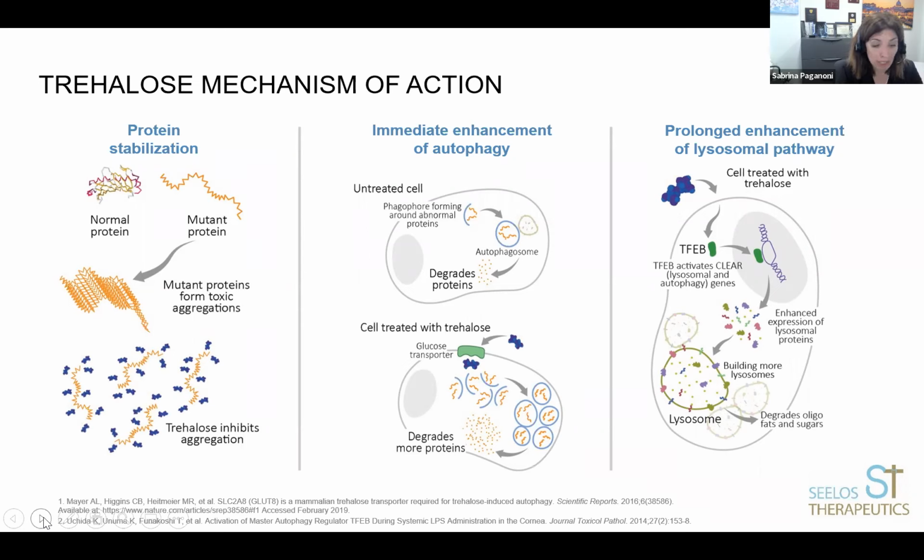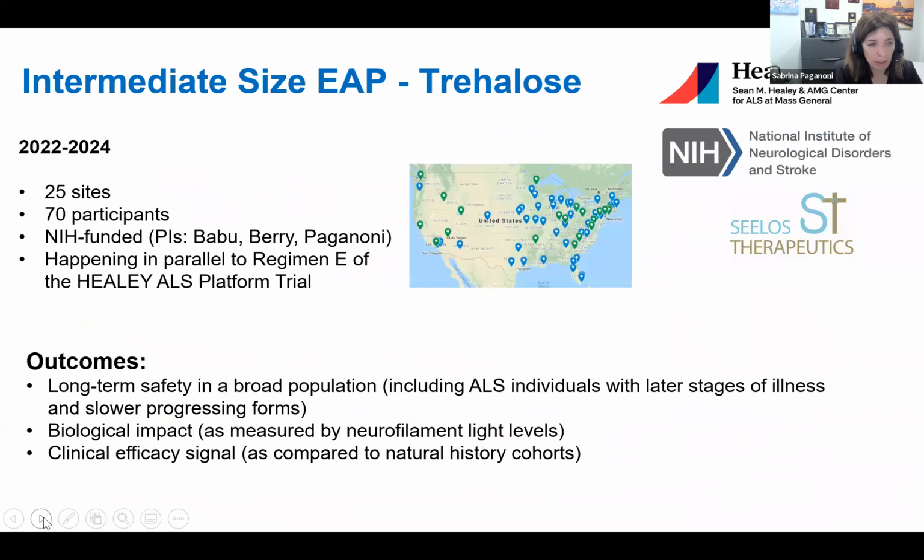So again, we were excited to be testing the drug formally in the platform trial as regimen E, but then the Act for ALS and this new opportunity for funding from the NIH also gave us the opportunity to broaden access to this molecule while we're testing it in the platform trial. So specifically, Drs. Babu, Barry, and myself recently received an NIH grant to be able to give the drug to a total of 70 participants from 25 sites.